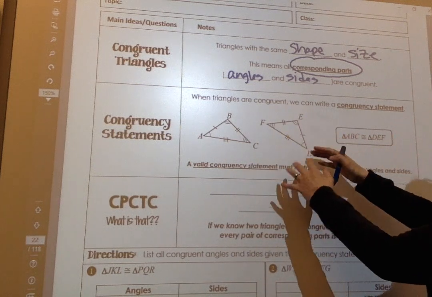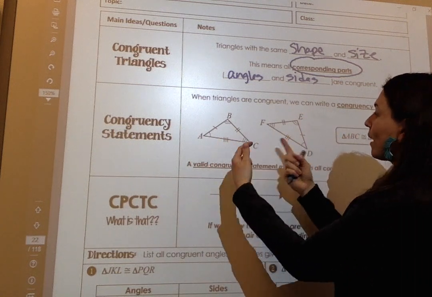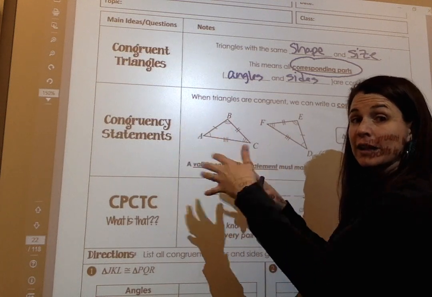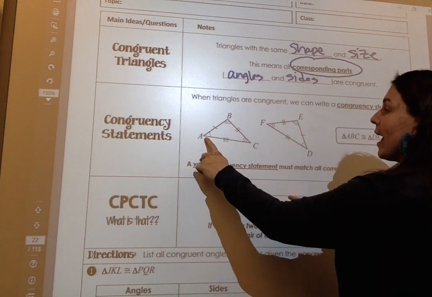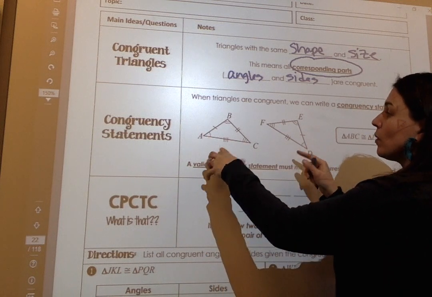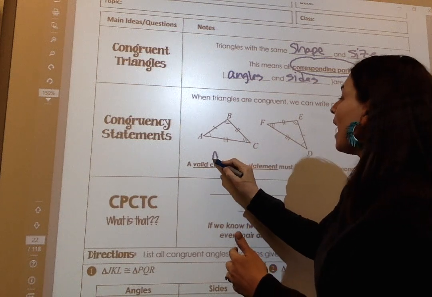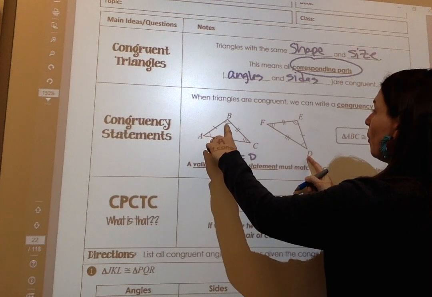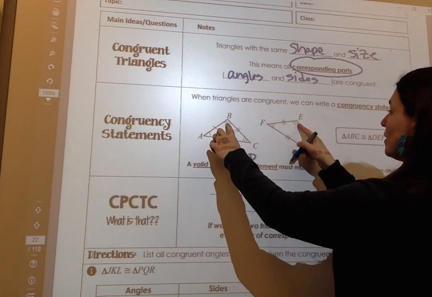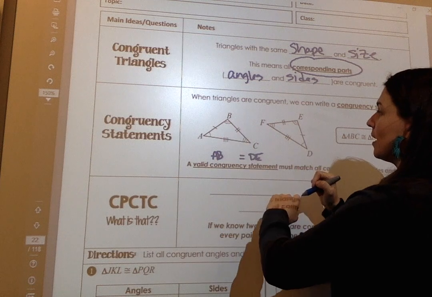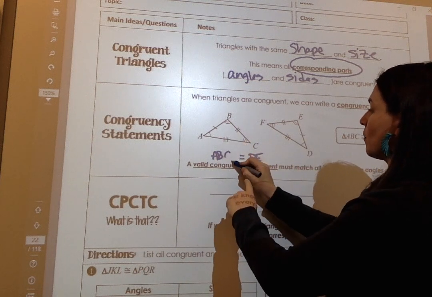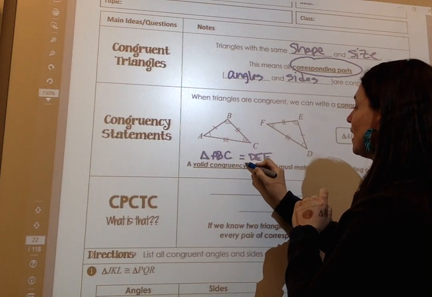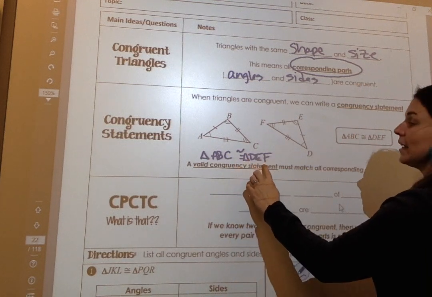notice when triangles are congruent, we write a congruency statement. So like we've talked about before, that means that angle A is congruent to angle D. Even though they're shifted differently, I want you to notice these parts. Angle A is congruent to angle D. So when I set up my congruency statement, I have to read angle A is congruent to angle D. Angle B is congruent to angle E, because look at those parts. And then angle C, it has 3 tick marks, is congruent to angle F. So triangle ABC is congruent to triangle DEF.